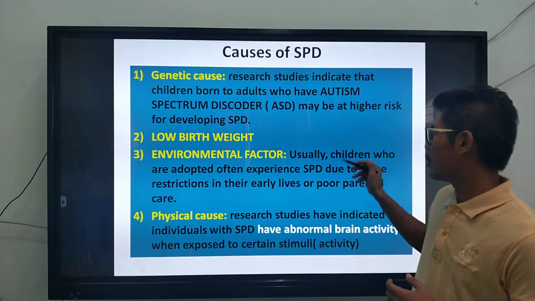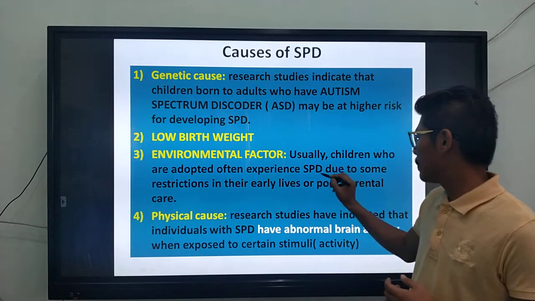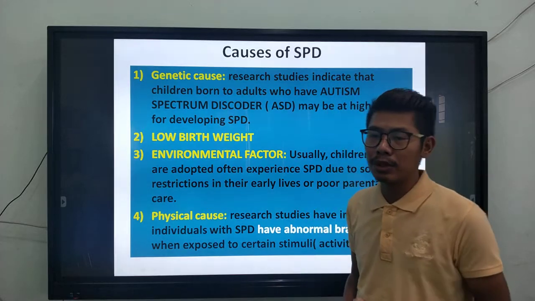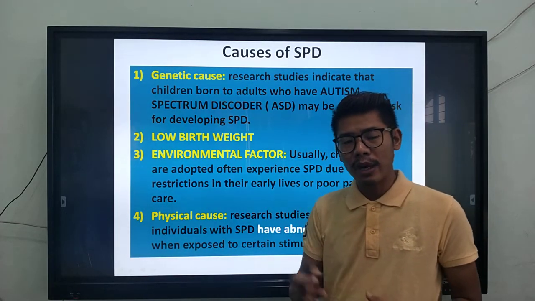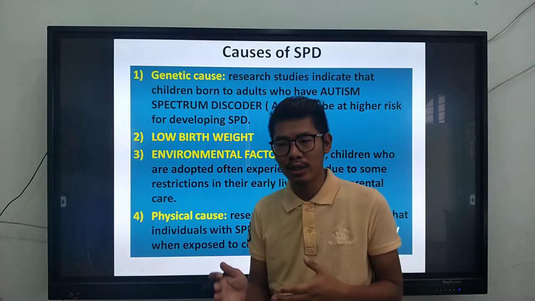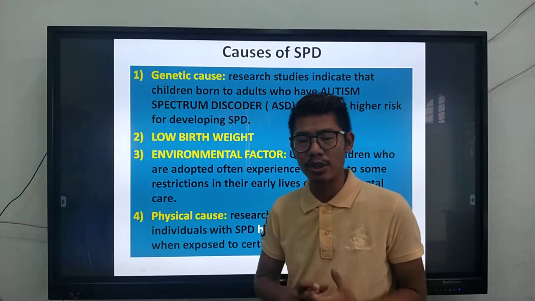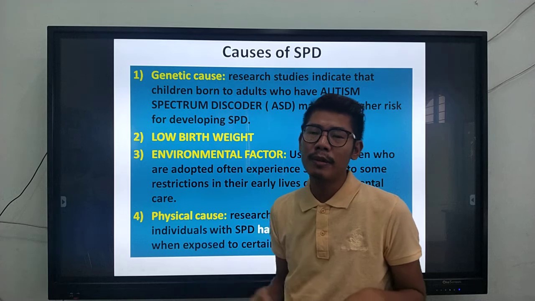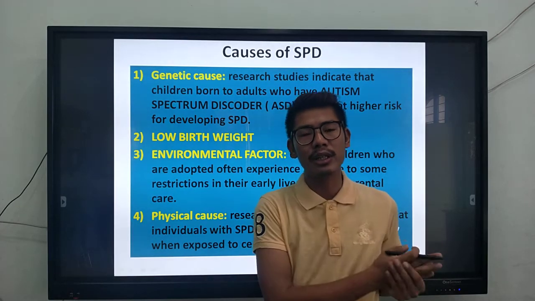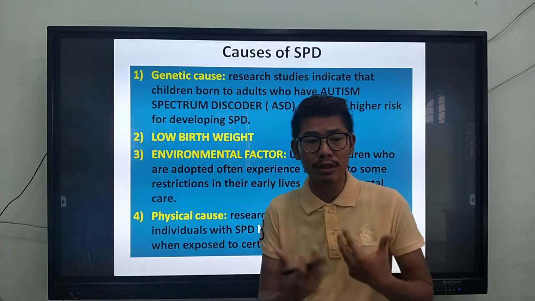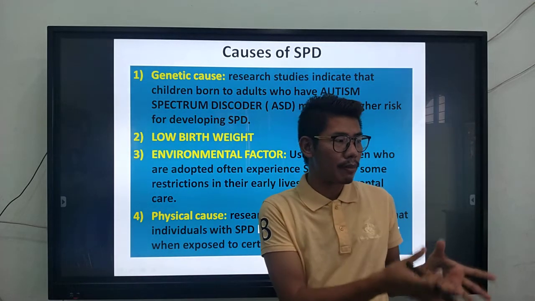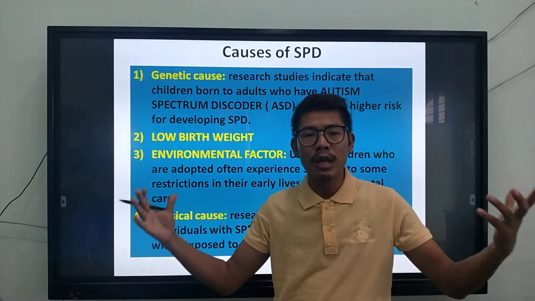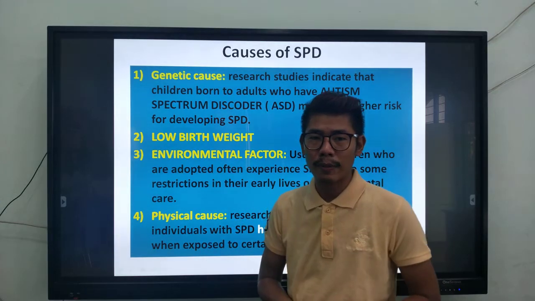Environmental factor. Usually, children who are adopted often exhibit SPD due to some restrictions in early life or poor parental care. Now I'll give you one example, like Tarzan. When Tarzan is in the jungle, he is very active. He knows what he's supposed to do, how to swim. But what if Tarzan comes back to the city? Then Tarzan will be very confused because there's no jungle, no animals, and he sees buildings, cars, and shops, so he will not react as per the situations. But in the jungle, he can react.